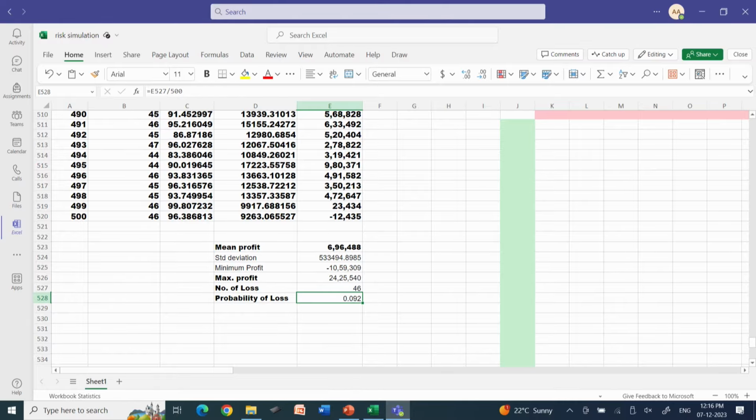So, what we conclude from here is, if you launch this new portable printer, there is a 10% chance that this may fail in the market. So, this is the conclusion of this Monte-Carlo simulation.